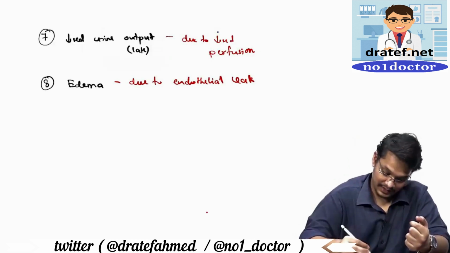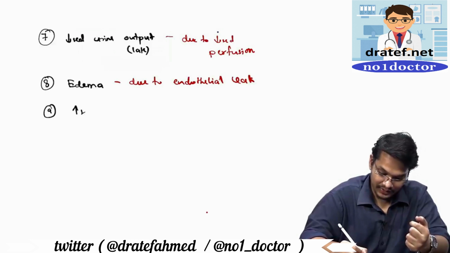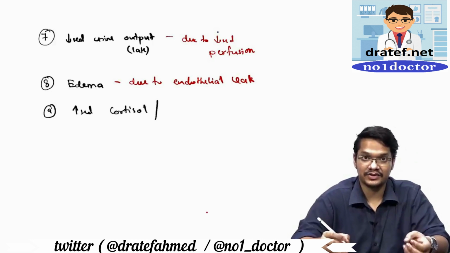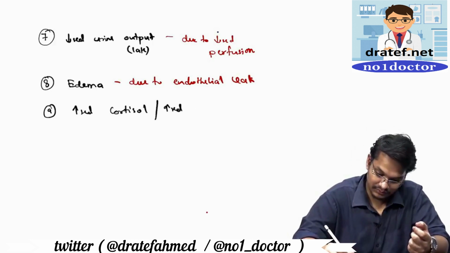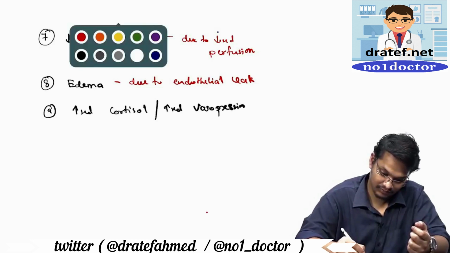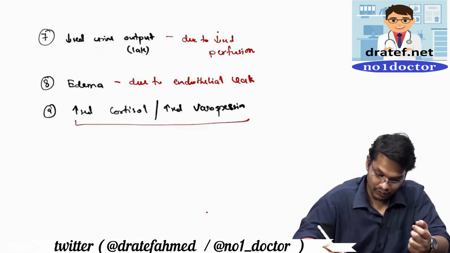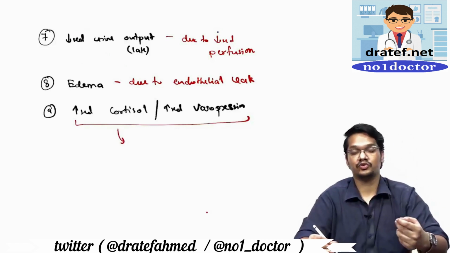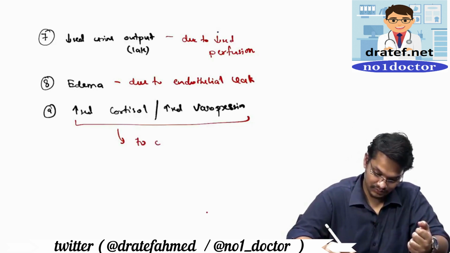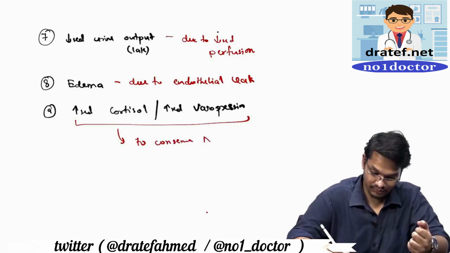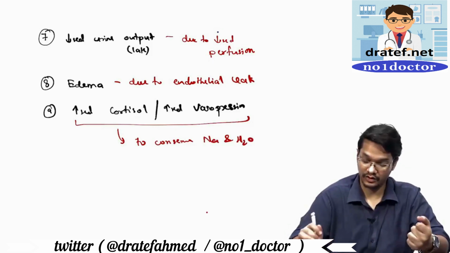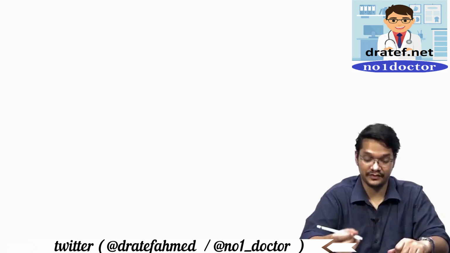Okay. The last thing, there is increased cortisol as well as increased vasopressin. The increase in both occurs to conserve more sodium and water in the body. Okay, so moving on. The next thing that we need to know is the classification of shock.